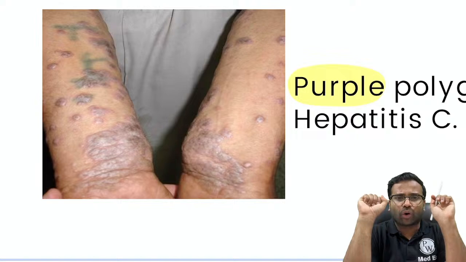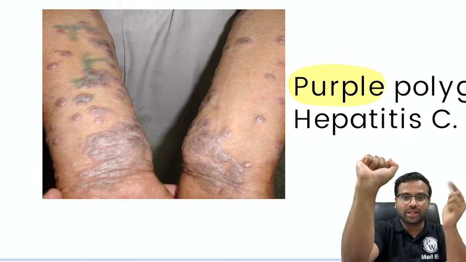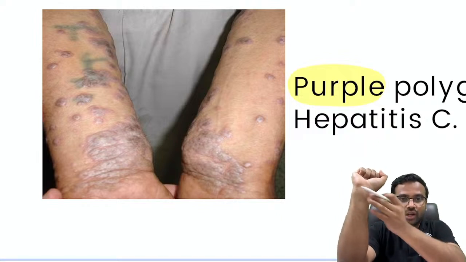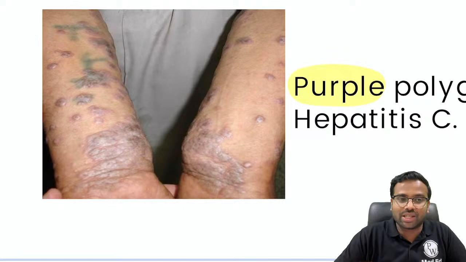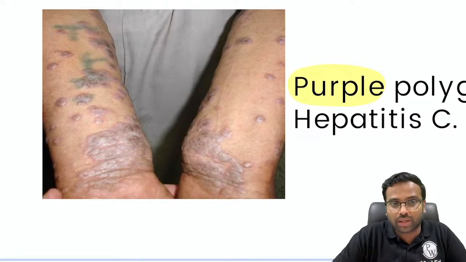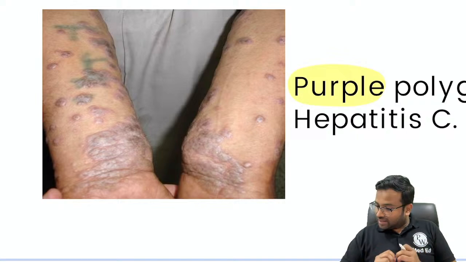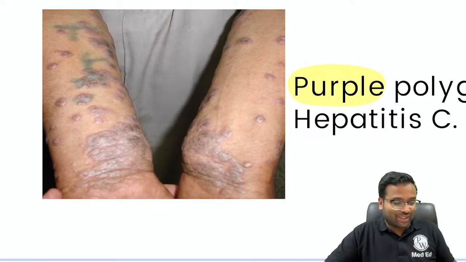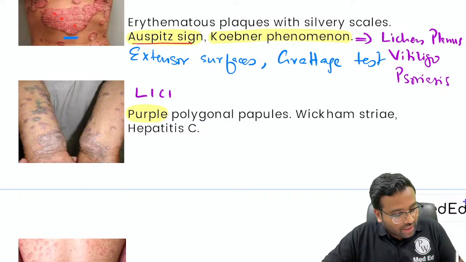And see this lesion. Always when you see an image, try to describe. Where do you find these lesions here? It is somewhere here in the wrist region. So this is going to be flexural aspect. So what is the name of this disease where a patient develops purple colored plaque lesions or papules over the flexural aspect along with Wickham's striae? Anyone? Lichen planus. Lichen planus. Excellent. So this is called as lichen planus.